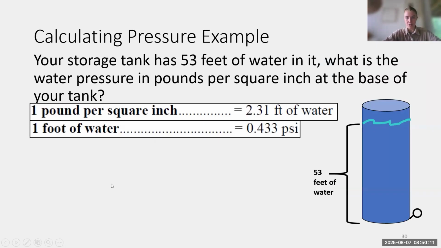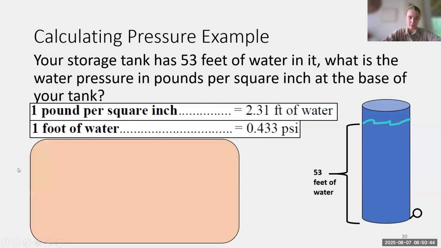So calculating pressure, let's look at an example. Your storage tank has 53 feet of water in it. What's the water pressure in pounds per square inch at the base of your tank? We know that our storage tank has a height of 53 feet, and how would we calculate that pressure at the bottom? We know that 1 pound per square inch is equal to 2.31 feet of water, and 1 foot of water equals 0.433 psi.